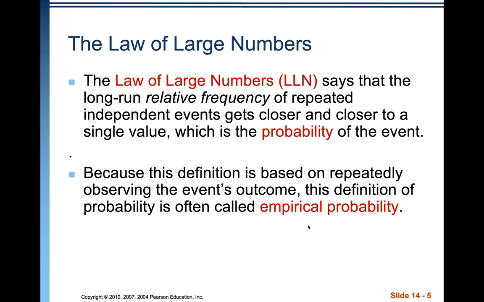The law of large numbers is an important concept. It says that the long run relative frequency of repeated independent events gets closer and closer to a single value, which is the probability of the event. Because this definition is based on repeatedly observing an event's outcome, this definition of probability is often called empirical probability.